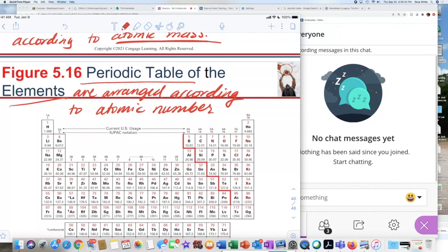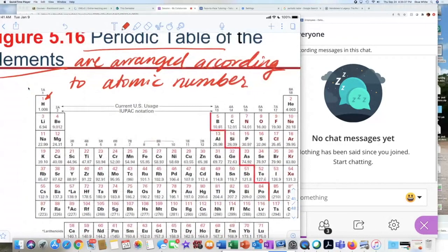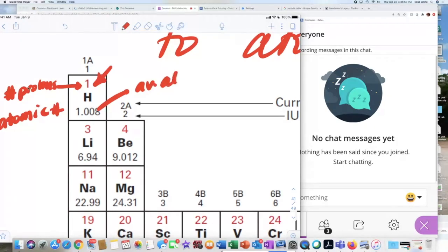So the elements are arranged from left to right. Remember in the periodic table, atomic number is the red part, the small one. This is the one that has the number of protons, also called atomic number. The lower number, this number here, is the average atomic mass, the one that we use the formula to get, right? So that's true of all of these lower numbers here.